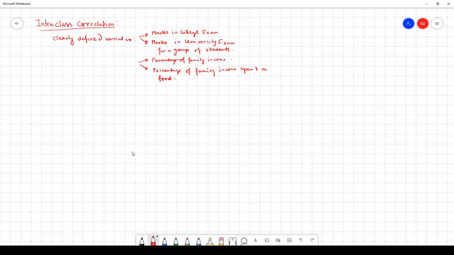So in my previous class we have considered correlation between two clearly defined variables. This is called ordinary correlation.